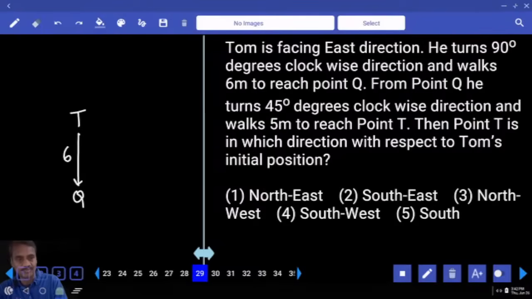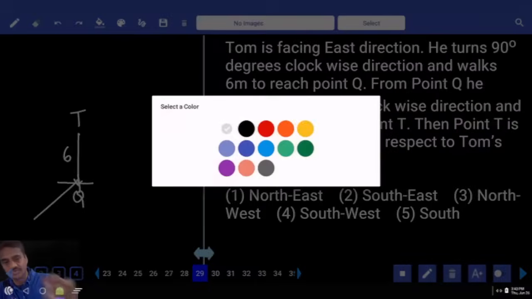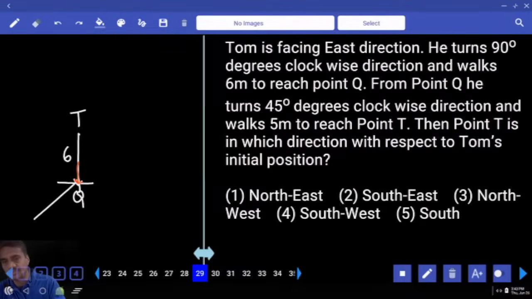From point Q, he turns 45 degrees clockwise. Clockwise means which direction? In this direction. That means towards southwest. Now 45 degrees in the clockwise direction. Now let us take an example. Tom is like this, facing this Q. If he is moving straight, then he will move towards south. If he turns towards the left-hand side 90 degrees, he reaches east. Right-hand side 90 degrees, he reaches west. But if this person turned how many degrees? Now 45 degrees. Now clockwise how much?